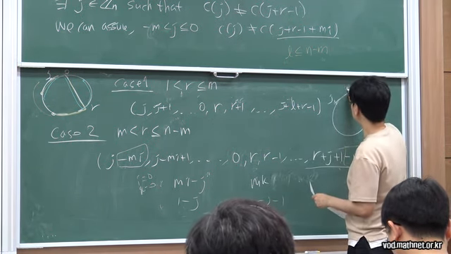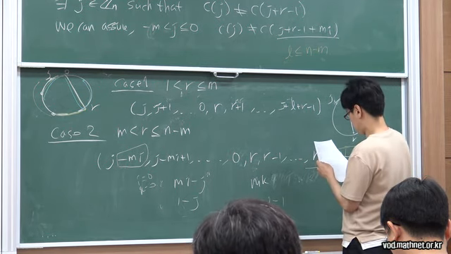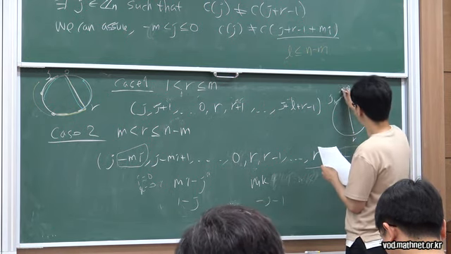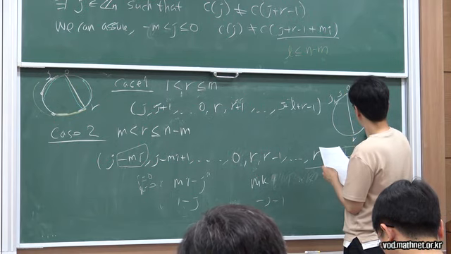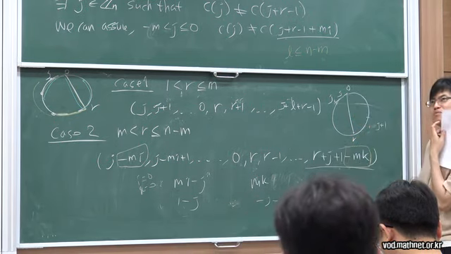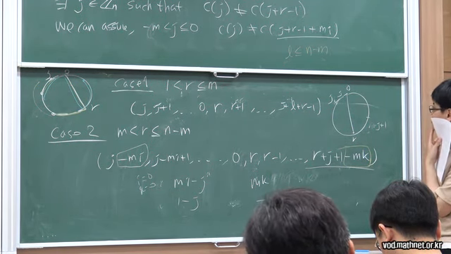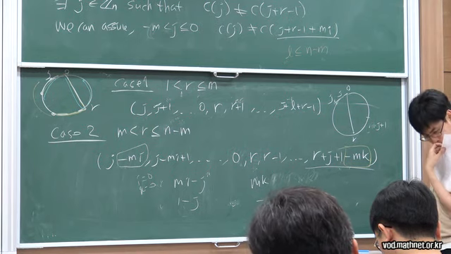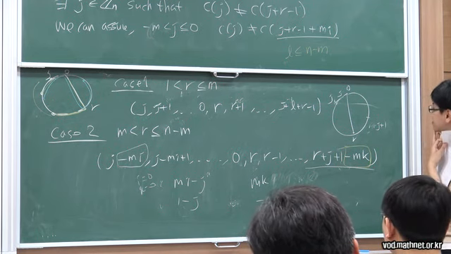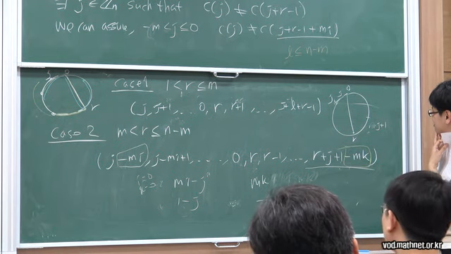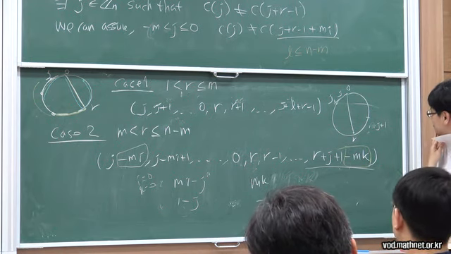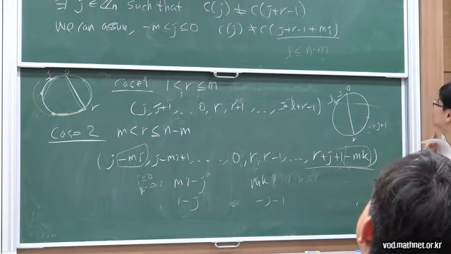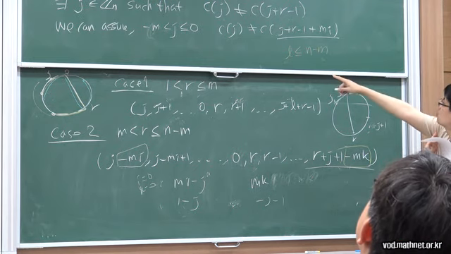J, 0, R, R. So the length on the top part is minus J, right? And then on the bottom part, the length is still minus J, so then you're adding minus J, so you get minus 2J. Yeah, it seems you're right. Did I make a mistake? Give me a moment. R minus 1, J, okay.